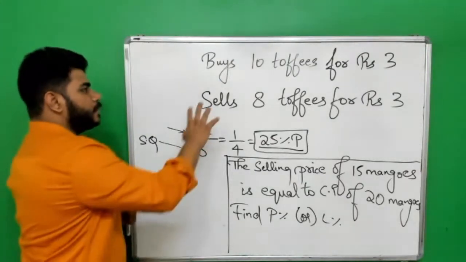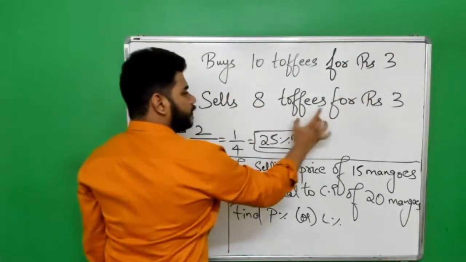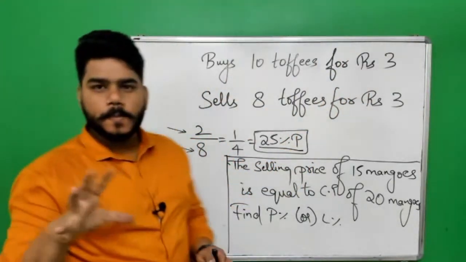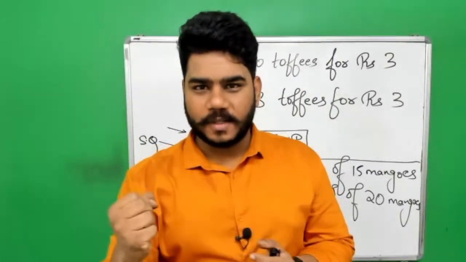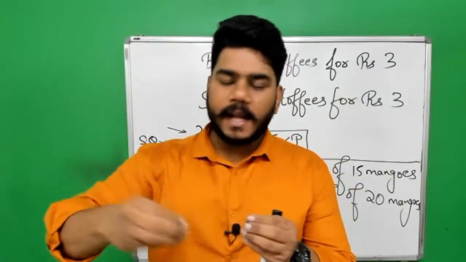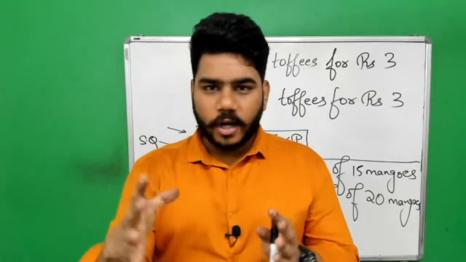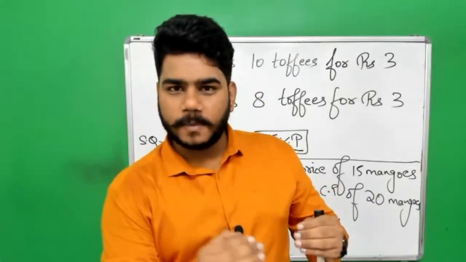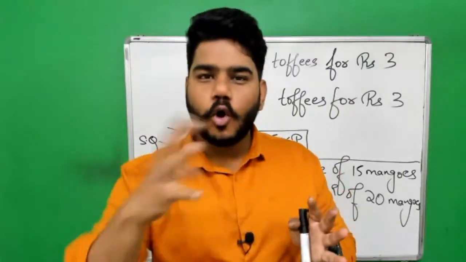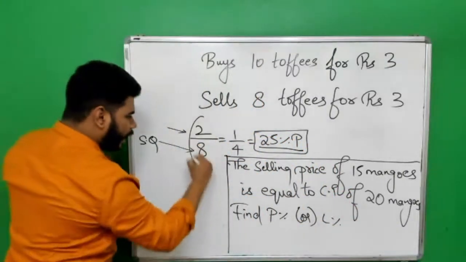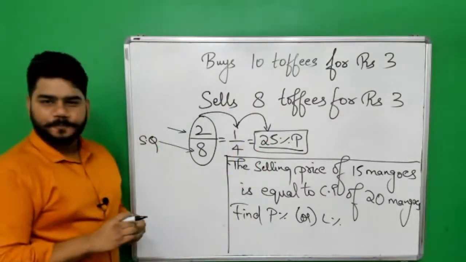Okay, let me repeat. Now see, a man buys 10 toffees for 3 rupees and sells 8 toffees for 3 rupees. Now, I am buying 10 toffees for 3 rupees and I am selling 8 toffees for 3 rupees, which means what? I am buying 10 and I am giving you 8. No, I got 10. In this 10, I kept 2 with me and sold the remaining 8 to you. So I am getting a profit of 2 over 8. 2 over 8 is nothing but 1 by 4. 1 by 4 is nothing but 25% profit.